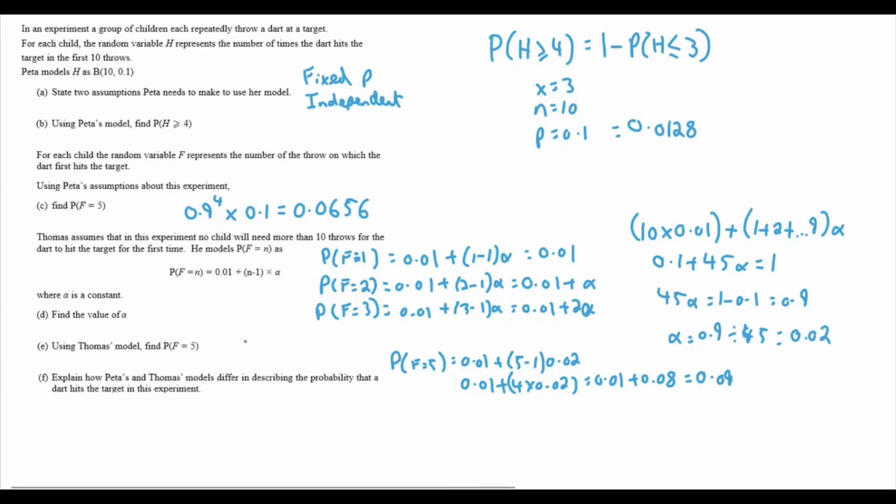So put that together, it's 0.09. Finally, explain how Peter's and Thomas's models differ in describing the probability that the dart hits the target in this experiment. In Peter's model, at the beginning, we're assuming that there is a constant probability and a binomial distribution. However, in Thomas's model, the probability changes each time. It's not a constant probability, but after every throw, the probability that you hit the target increases slightly.